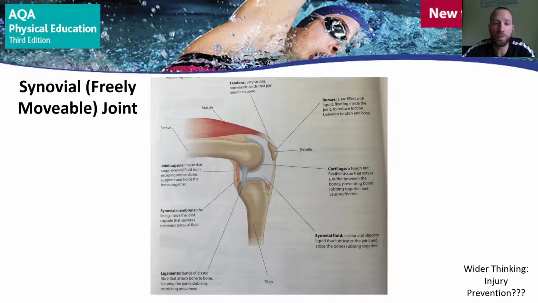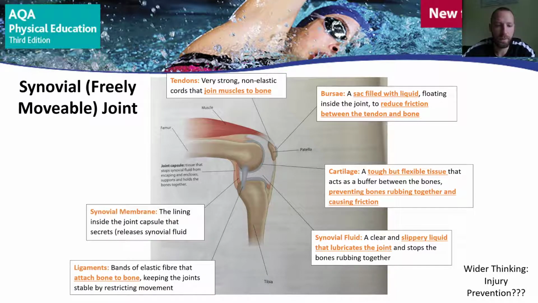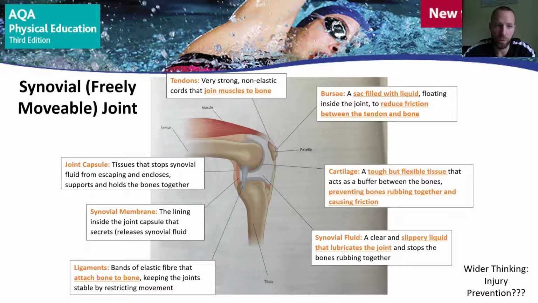Synovial freely movable joints and the structure. They're made up of tendons, bursae, cartilage, synovial fluid, ligaments, synovial membrane, and a joint capsule. So all these things make up the structure at a joint. Now, an example we have in the image here is the knee joint.